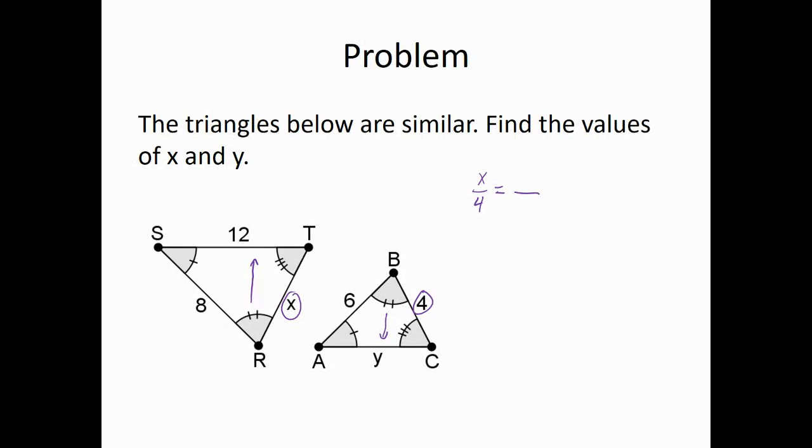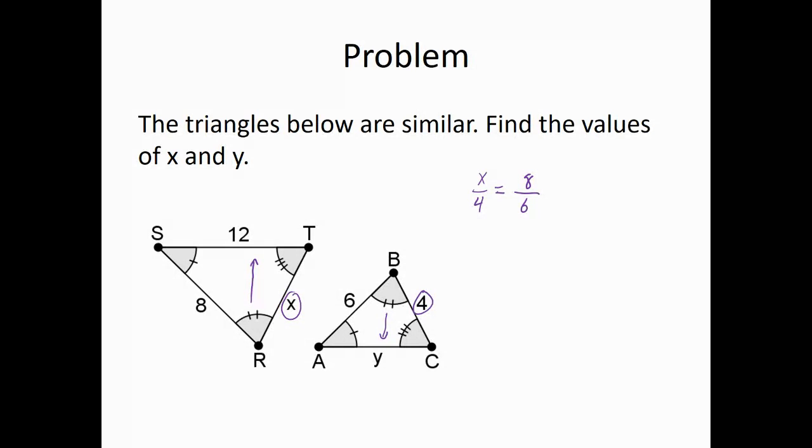So I could write that x over 4 is equal to 12 over y, but notice that that equation, of course, has two variables. So let me pick again. Okay, so let me pick the 8 instead. Well, to what does the 8 correspond? Well, 8 is the side opposite the triple hash angle. In triangle ABC, the side opposite the triple hash angle is 6. So that's our proportion right there.